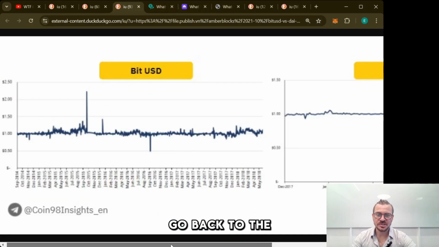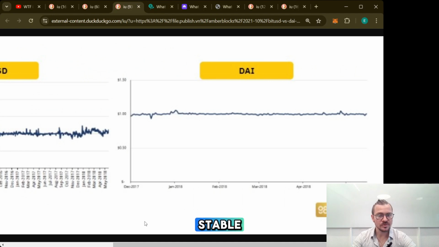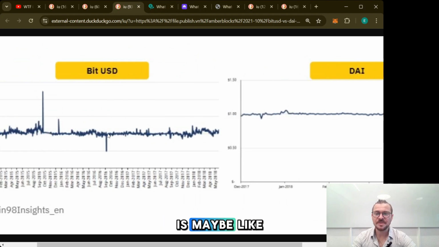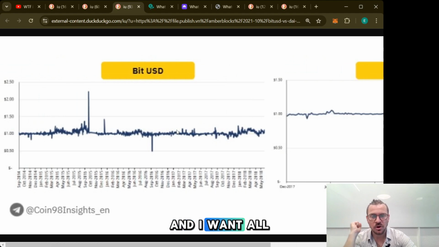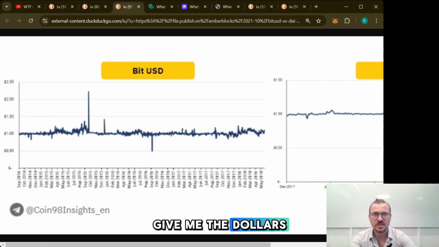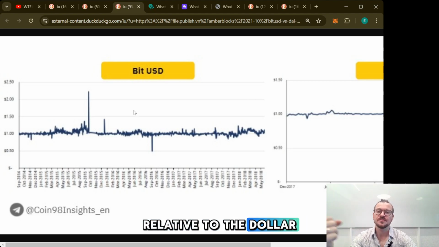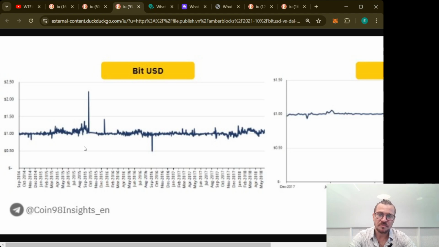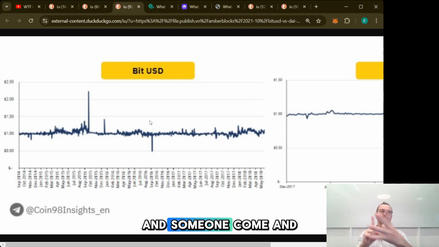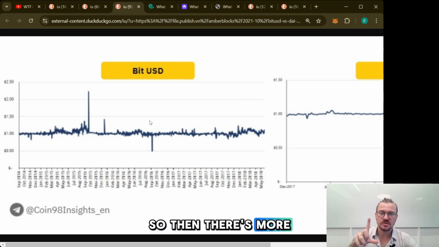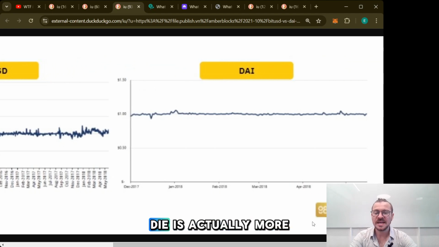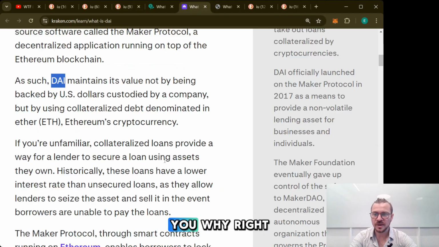And remember, when I go back to the chart, actually DAI was more stable. The reason why this is one for one is maybe everyone goes into the bank and says, I want all of my money right away, give me the dollars. Well, then that's going to decrease the value of this relative to the dollar. So this is stable, but really it depends on how much money they have in their bank, right? If they have only one for one and someone comes and takes all the supply, well, then they need to get more, right? So then there's more demand. DAI is actually more stable, and I'll tell you why, right?